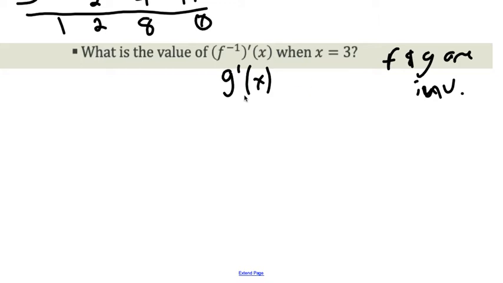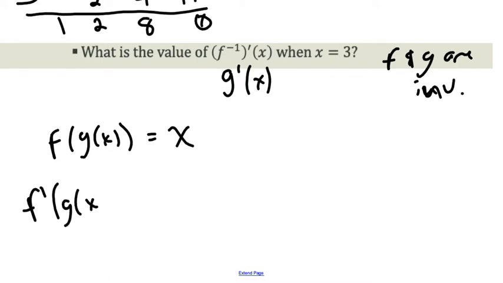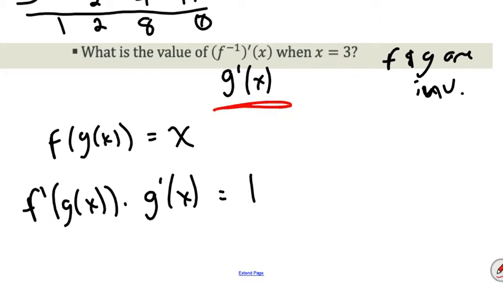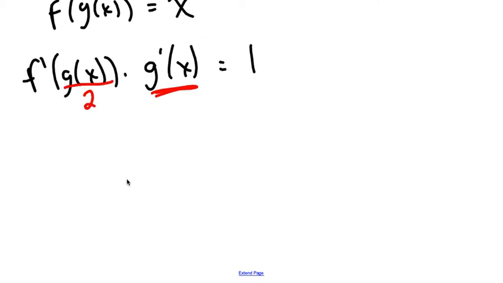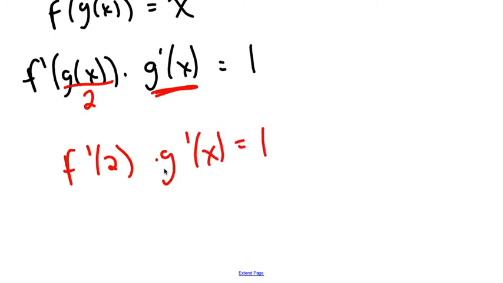So that means I'm going to go back to my f of g of x. If those are inverses, that means they equal x. So f prime of g of x times g prime of x equals 1. And now what I'm looking for here, since I've renamed this g prime of x, is I'm going to solve this for g prime of x. So what is g of 3? Well, we just did that up above. That gave us 2. So now I'm going to do f prime of 2 and see what I get.